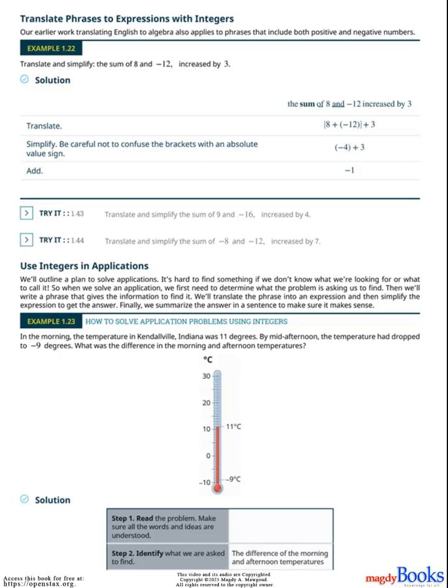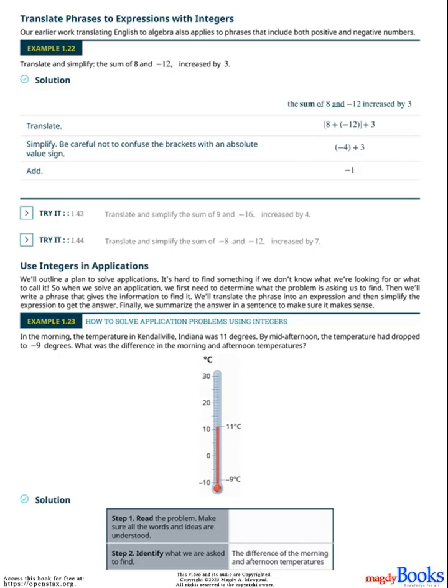Simplify. Be careful not to confuse the brackets with an absolute value sign. (-4) plus 3. Add. -1. Try it 1.43. Translate and simplify the sum of 9 and -16 increased by 4. Try it 1.44. Translate and simplify the sum of -8 and -12 increased by 7.